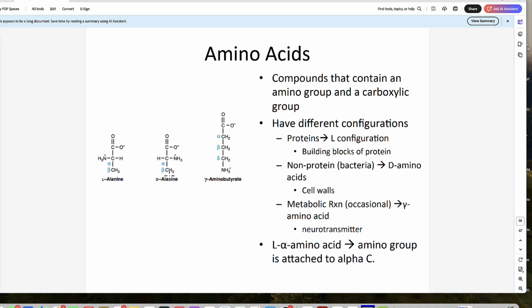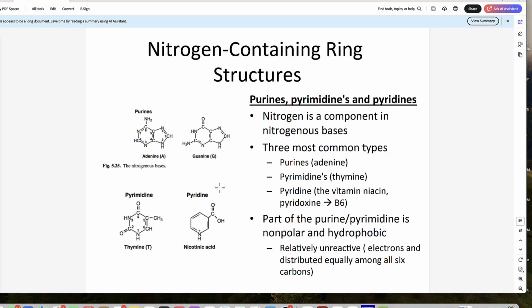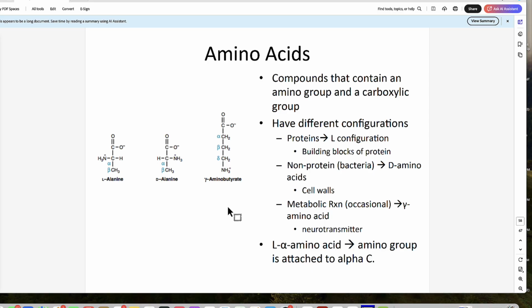So, amino acids. Let's get to amino acids. These are important molecules because they are the building blocks for proteins. They have different configurations. In proteins, you'll see the L form, like alanine. Non-protein, like in bacteria, D amino acids, and you'll see this used in the cell wall. And oftentimes you'll see others, like in other forms, like seen in neurotransmitters. The L form is the amine group that is attached to the alpha carbon, right here.